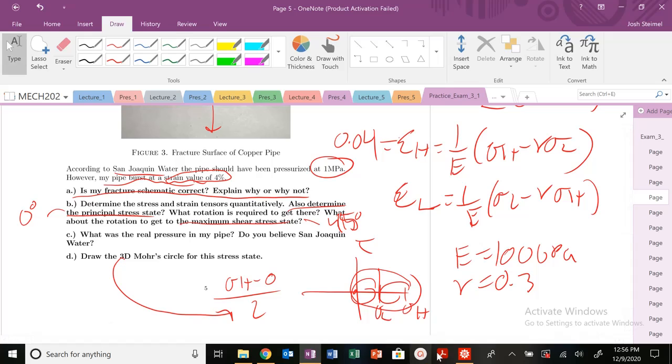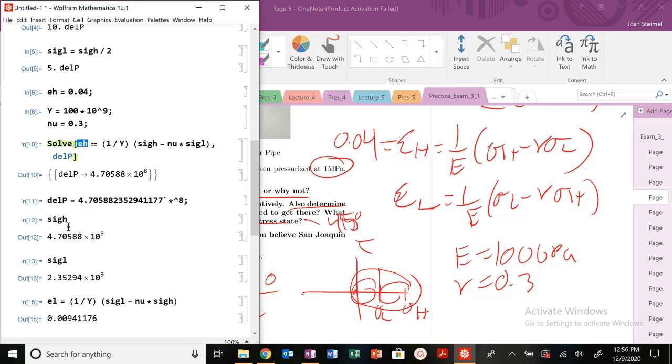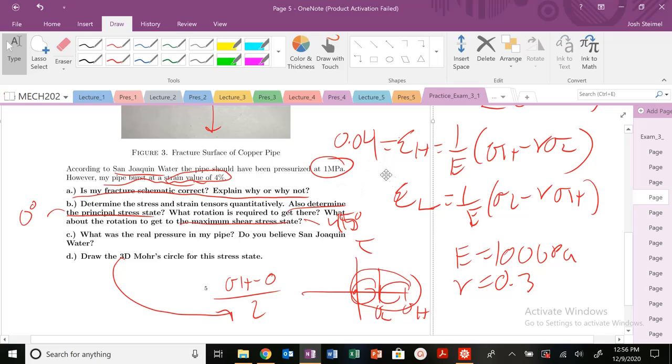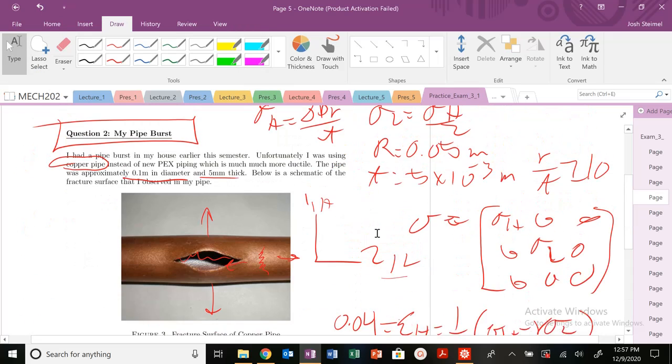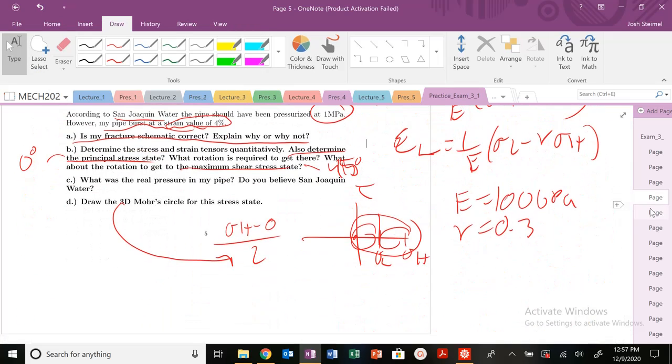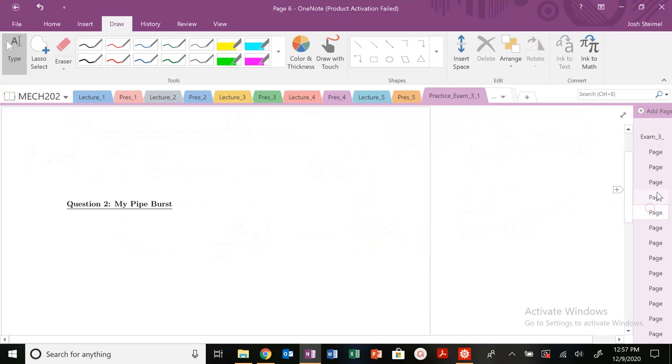And then finally, what was the real pressure in my pipe? We see that the pipe pressure is 4 megapascals. So that was definitely not true. Or actually not 4, actually 470 megapascals. So very, very untrue from San Joaquin County. So they should pay for my pipe bursting. Unfortunately, that was not the case. So that's all. That's question 2.